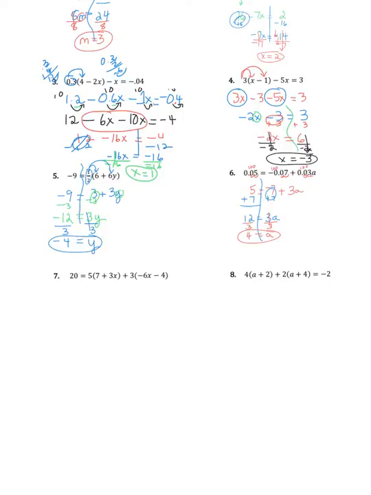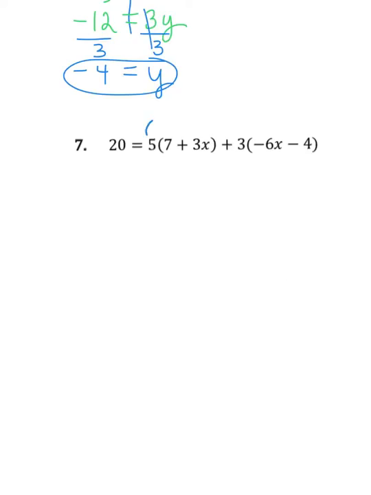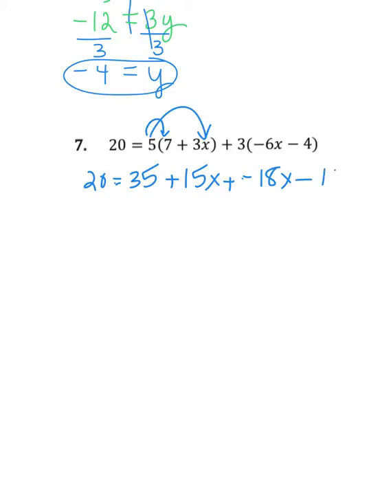I'm doing something wrong. I have to restart this problem. I'm sorry. Hold on. Okay. 20 equals 35 plus 15x plus, actually, negative 18x minus 12. There's where I made my mistake.